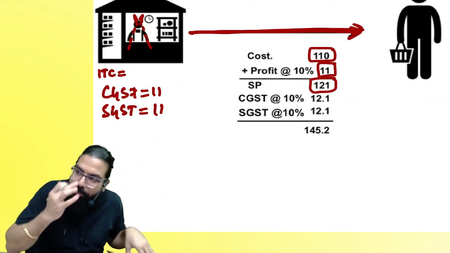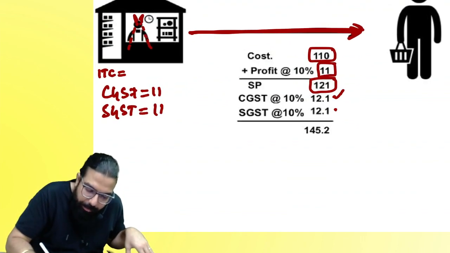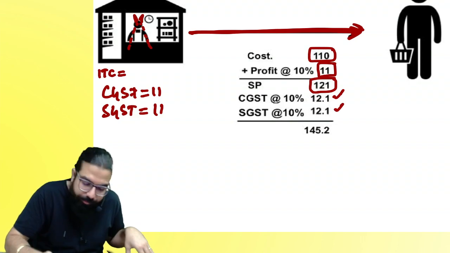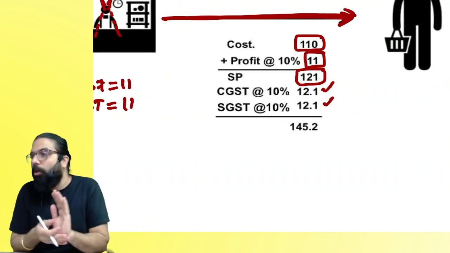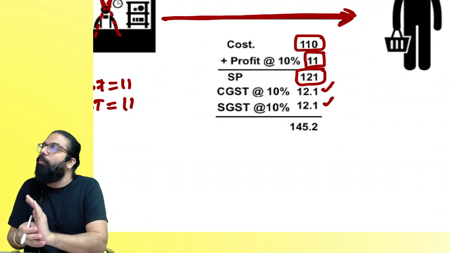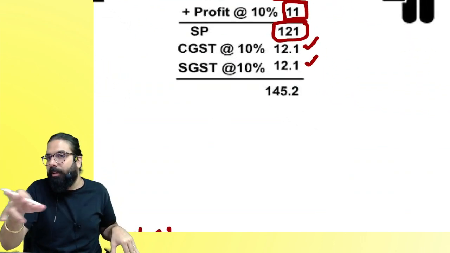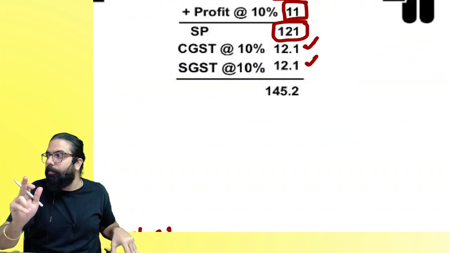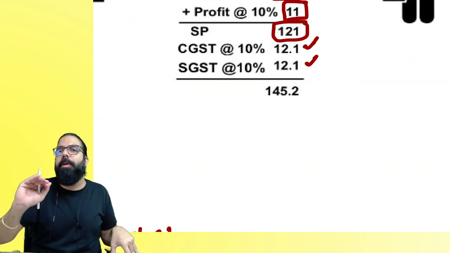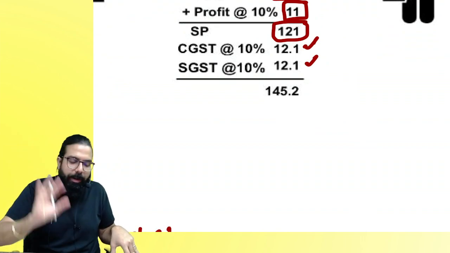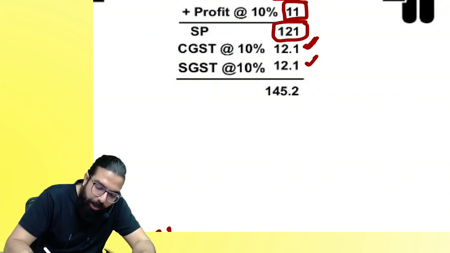On the selling price, GST will come. How much GST? 10% and 10% on the goods. This 10% is not the actual rate, I'm just giving it for understanding purposes. Actually, you will see mostly 9 and 9, but if I keep it 9 and 9, the calculation will be more difficult, so I've kept it 10. Okay, everyone. Now, 12.1 and 12.1.